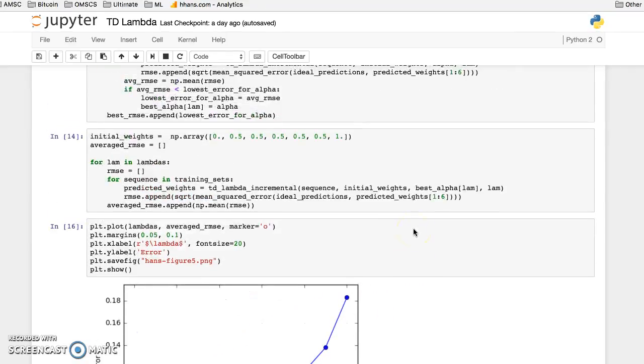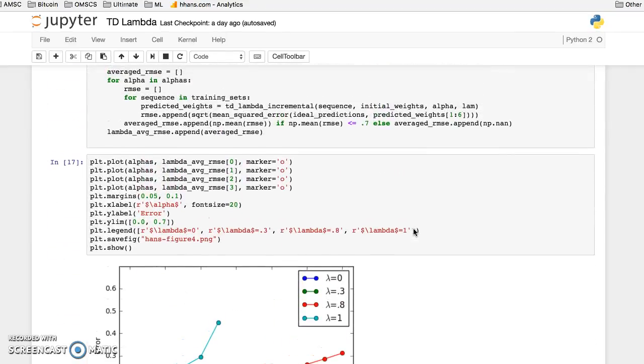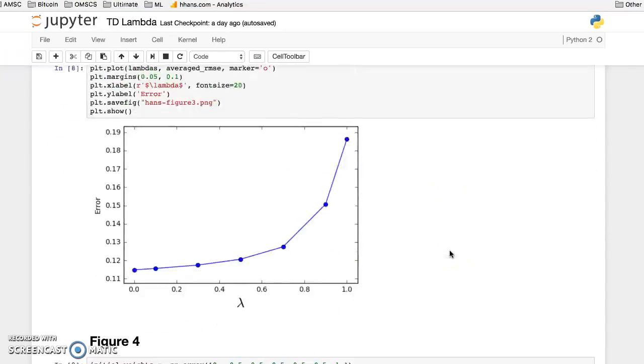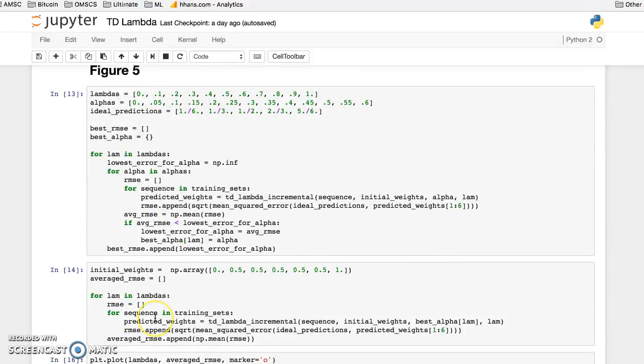Between the different experiments, I didn't see much in terms of assumptions that I had to make in differences. So that's it. Thank you.